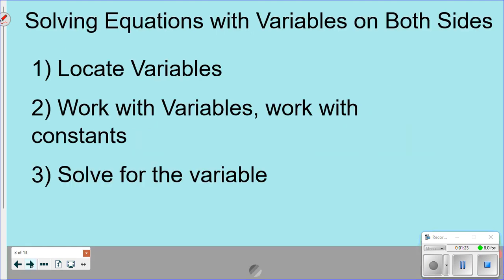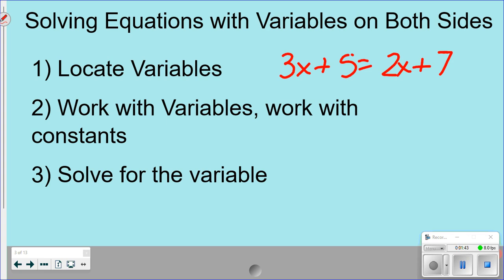So first of all, I have a few steps for solving equations with variables on both sides. This means that variables on both sides would look something like this. There's variables on both sides of the equation. That's the type of equations we're going to see today.